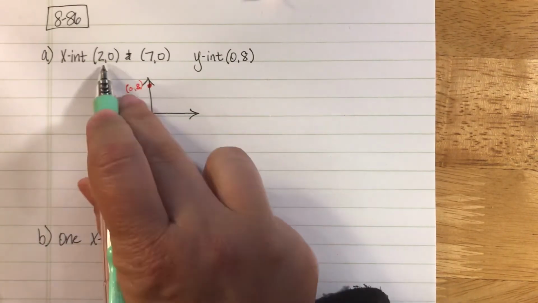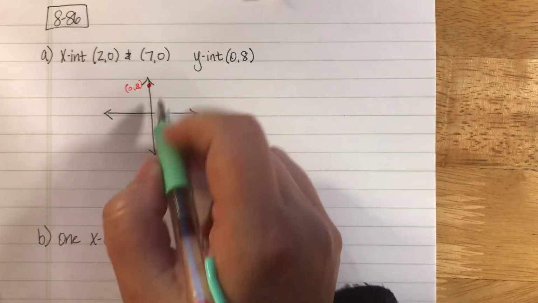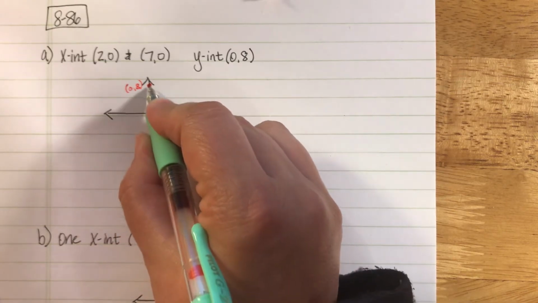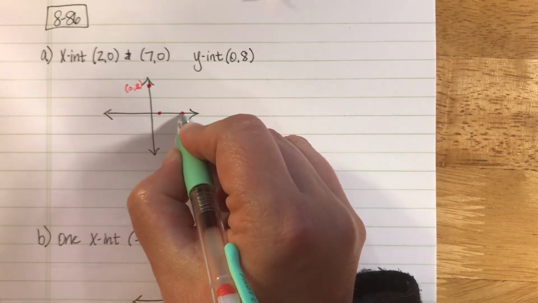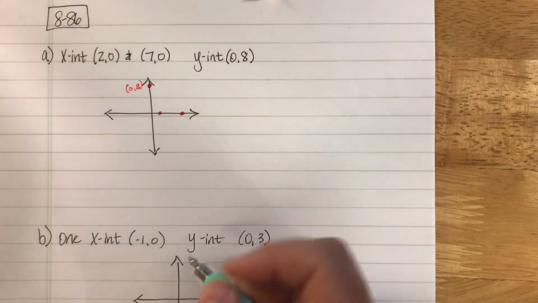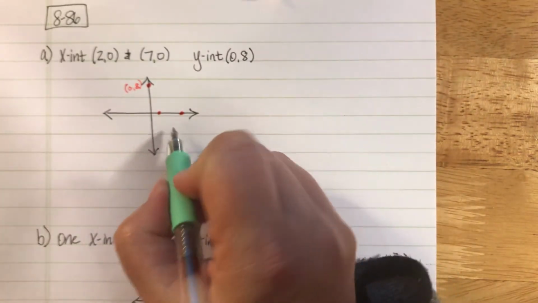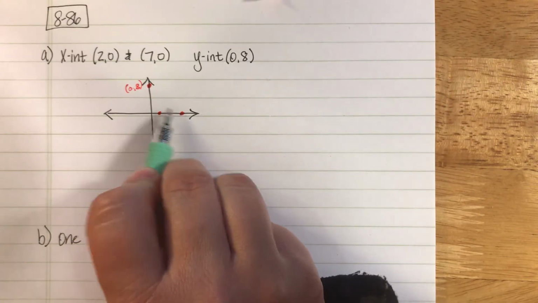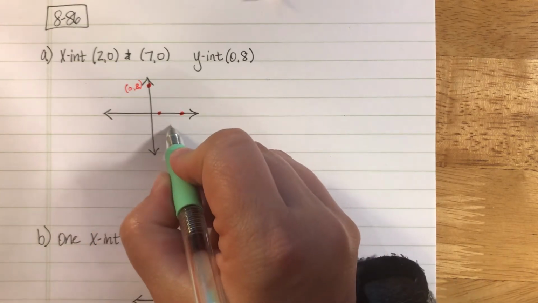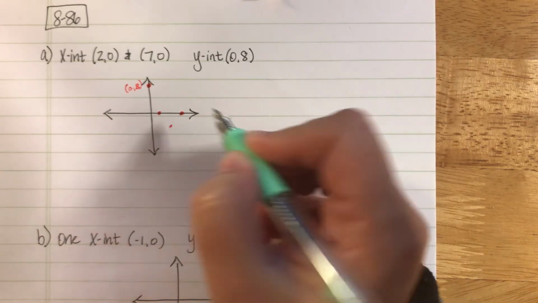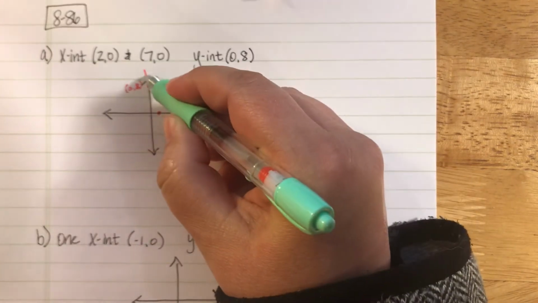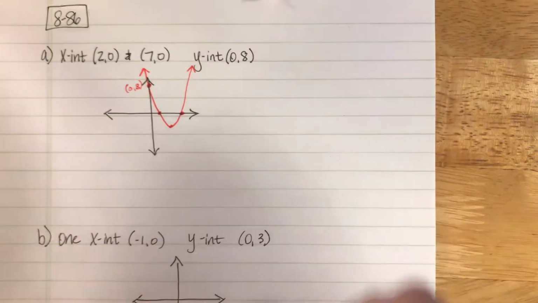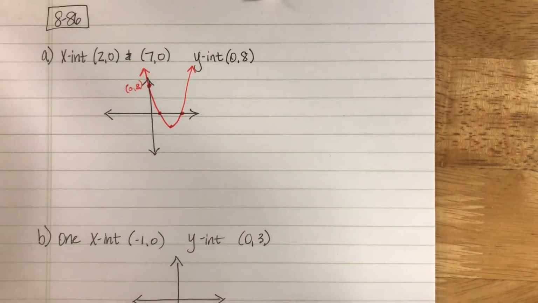So my x-intercepts are both positive, so they're going to be over here. (2, 0) would be probably around about there, and then (7, 0) would be about here. And again, it's just a sketch, so I'm just eyeballing it. My vertex is going to be halfway between 2 and 7, so if I average those, I would get 4.5, so it's going to be around about here, and it's going to dip down into this quadrant of my graph. Once I have those points sketched, I can draw my parabola. That's all you have to do. It's nothing more complicated than that.